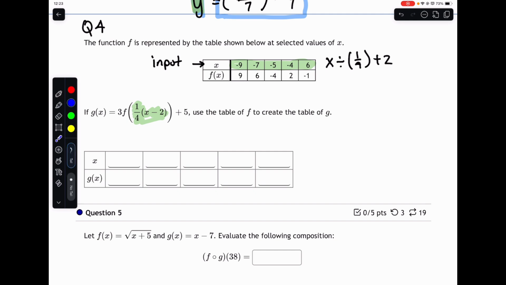The reason we're doing this first is because, in PEMDAS, multiplication takes priority over addition. So in terms of the transformation, the dilation takes priority over the translation, over sliding. So let's do those operations to these 5 numbers.